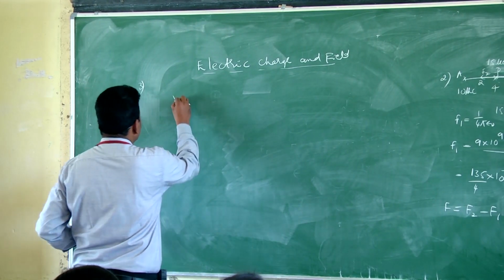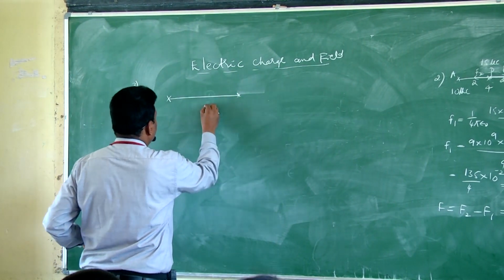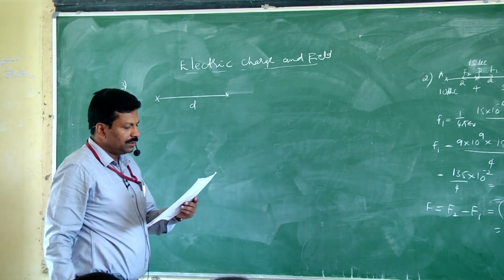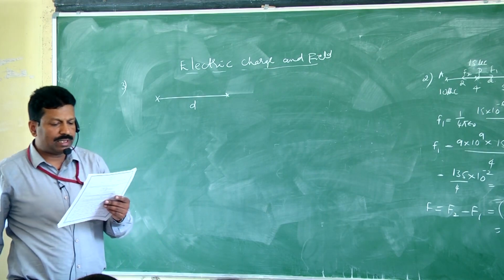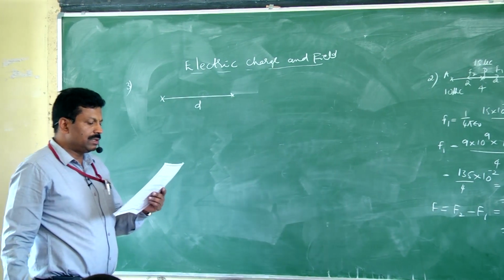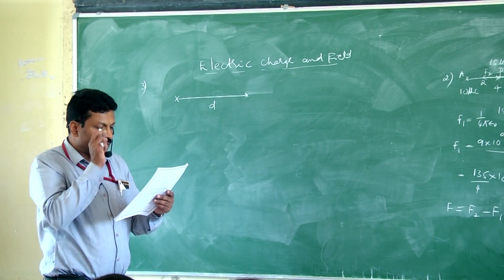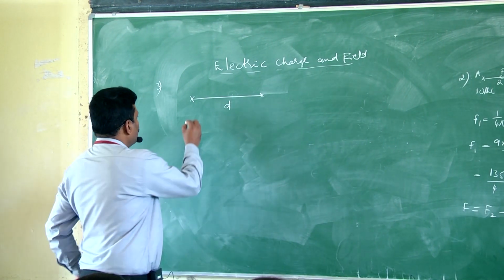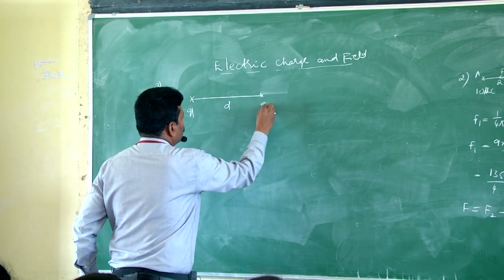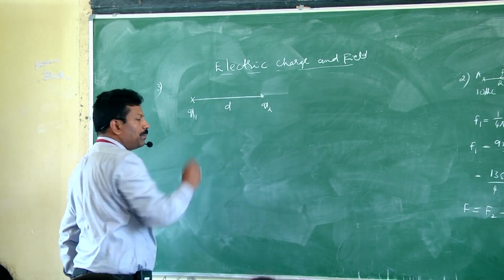Two point charges kept a distance d apart in air. There are two charges, separated by distance d apart in air. They exert a force F on each other. Find the distance d at which they exert the same force when they are placed in a medium of dielectric constant K. So, there is a charge Q1 here, charge Q2. Now, first they are kept in air.